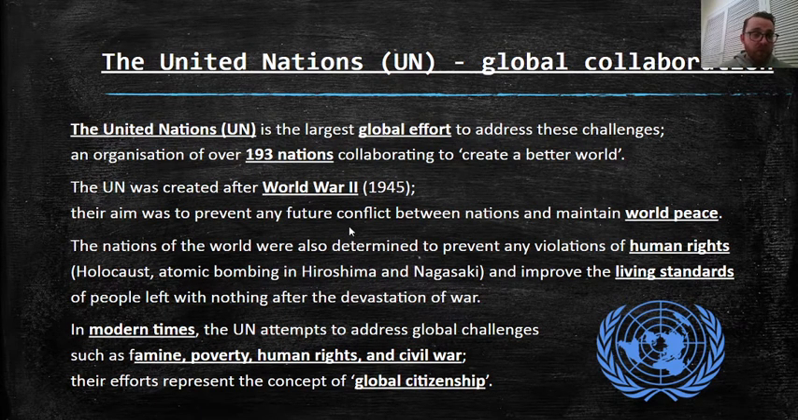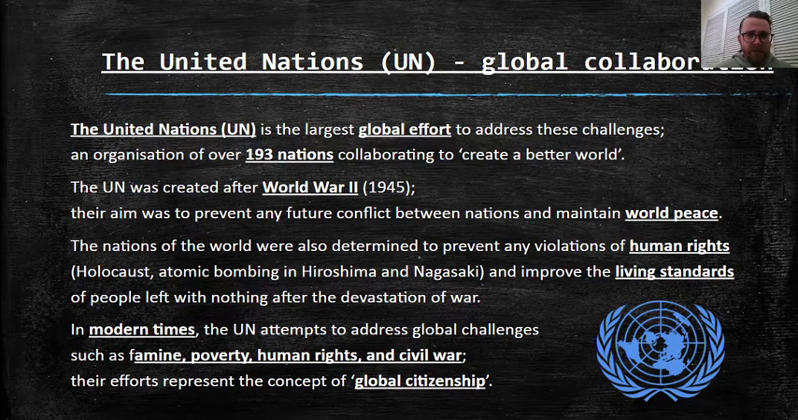The nations of the world were also determined to prevent any violations of human rights. So World War II was even more horrific, really, than World War I, because it contained war atrocities like the Holocaust, the atomic bombing in Hiroshima and Nagasaki. So the goal was to not only prevent war from happening, but to prevent any really violence or violation of human rights. That's why one of the most impressive things that the UN created pretty much immediately after the UN was formed was the Universal Declaration of Human Rights.